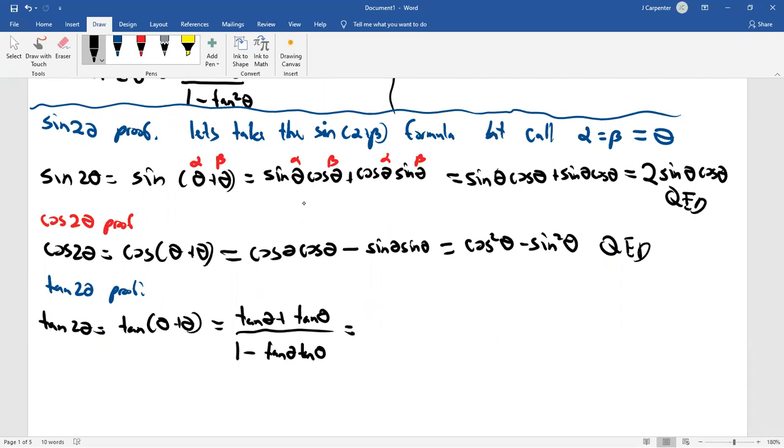Well, the top has an x plus an x, which is 2x, so that's 2 tangent of theta. The bottom has 1 minus tangent times tangent, so 1 minus tangent squared. There, we're done. Once you've done one, the other two just kind of fall into place.